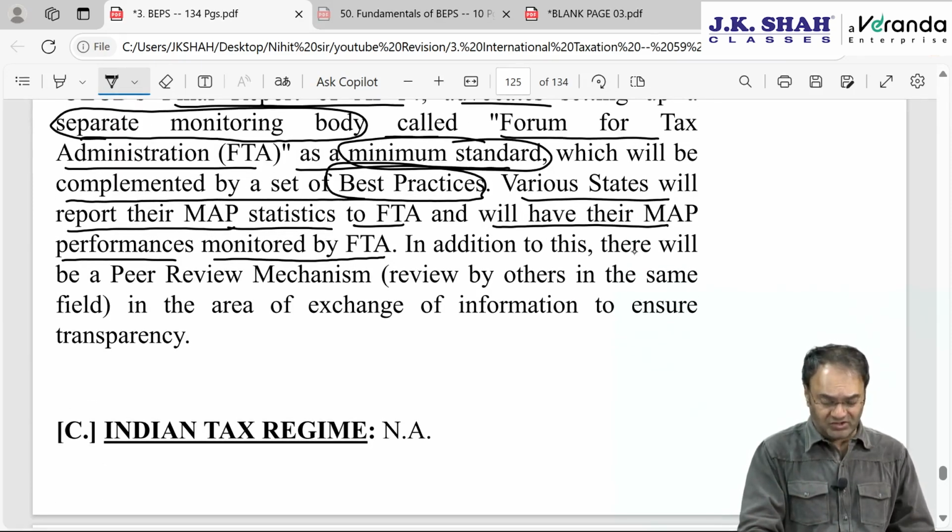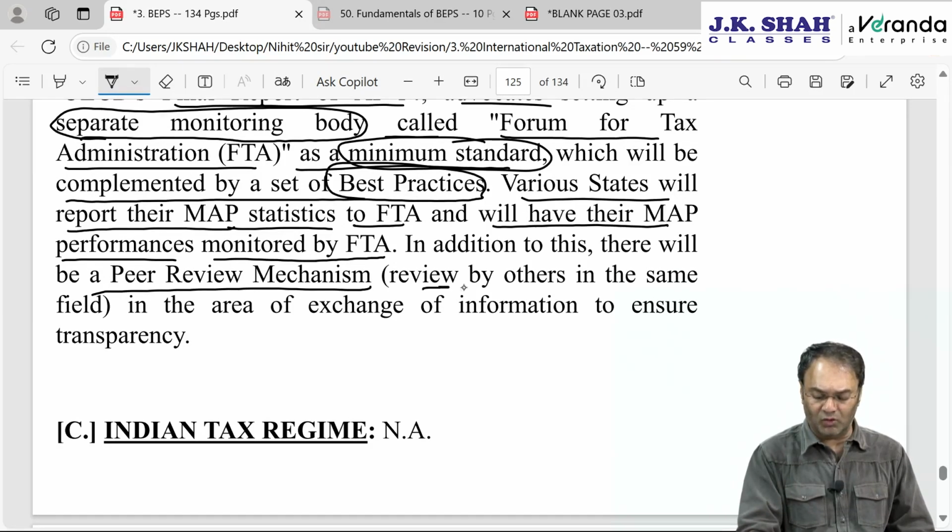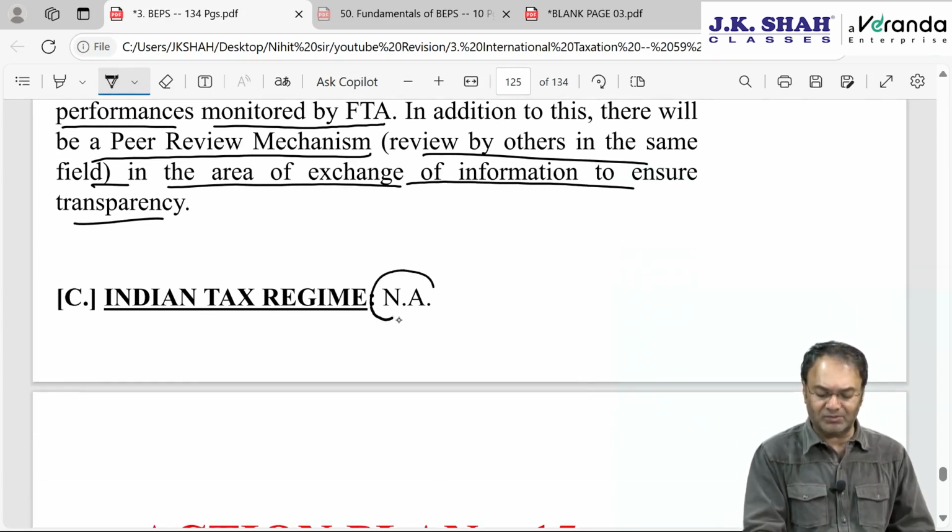In addition to this, there will be a peer review mechanism whereby one country will review another country in the area of exchange of information to ensure transparency. Indian tax regime not applicable.